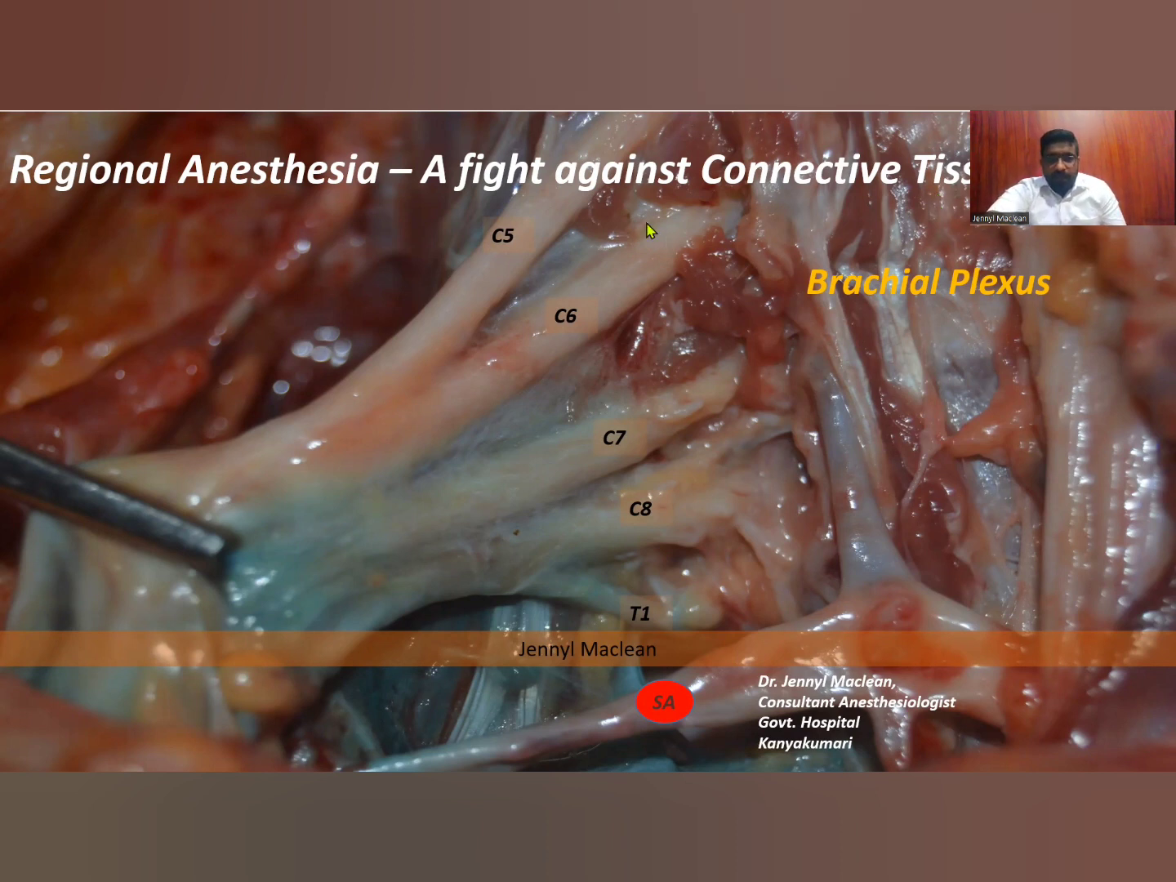Before that, this is one of my fresh cadaver dissections where I've dissected the brachial plexus. You can see the C5 nerve root, the C6 nerve root, which joins to form the upper trunk. This is the C7 nerve root, which continues as the middle trunk. The C8 and the T1 form the lower trunk, and then lower down you can see the subclavian artery. And what you see here is the first rib.